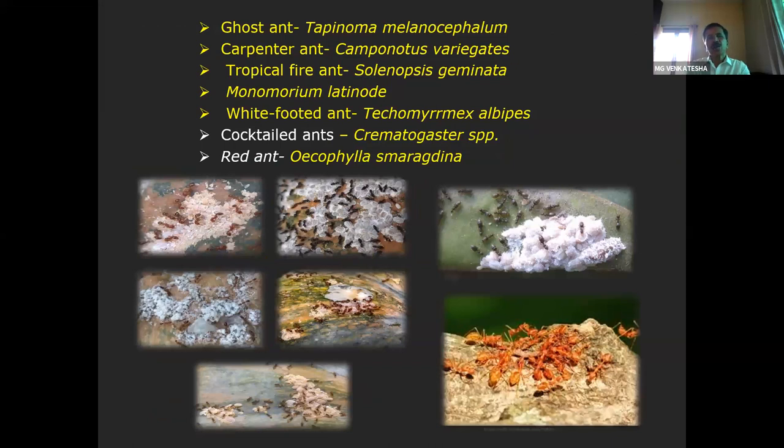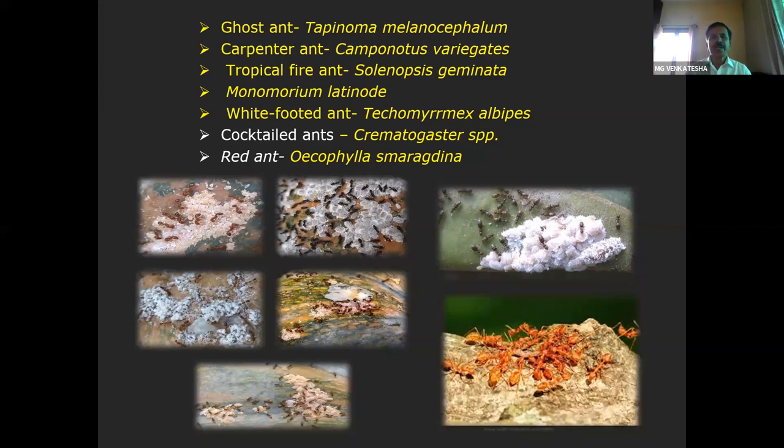So several ants are associated. Of course, we made studies on the association of ants, but the cocktail ants, the Crematogaster species, and red ants, Oecophylla, are very commonly associated in Indian conditions. So ants are very important in the buildup of mealybugs. Ants always aid the buildup of mealybug population because they give sanitation for the mealybugs by feeding on the honeydew. At the same time, they protect the mealybugs from their natural enemies like predators or parasites.